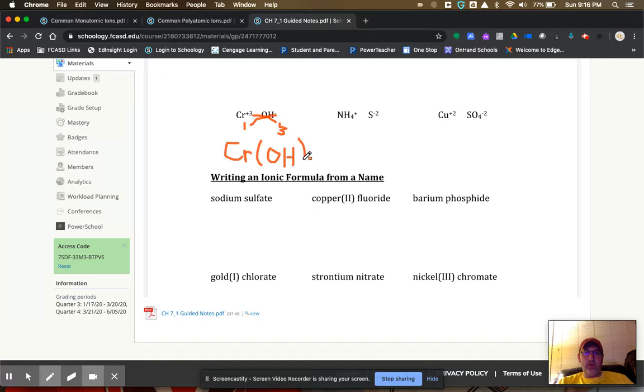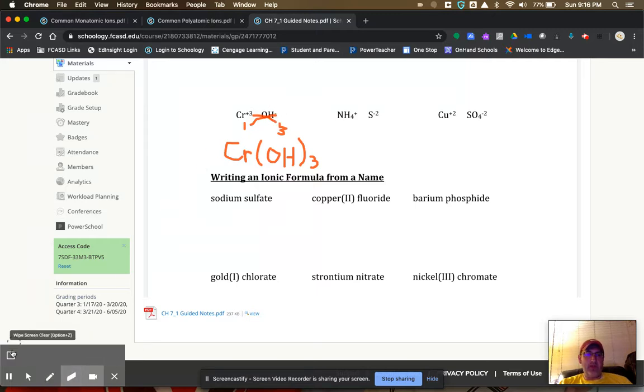close parenthesis, subscript 3. Okay, so to say this in words, it is chromium 3 hydroxide, Cr, the quantity OH taken 3 times. Okay, and that's how you would write it. If you just wrote CrOH with a 3, that would be incorrect. What that would really show is that you had 1 Cr, 1 O, and 3 H's, not that you had 3 OHs. This hydroxide comes as a group, so you have to write that accordingly.